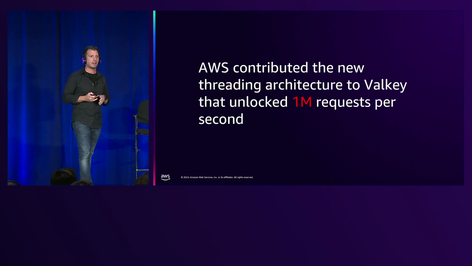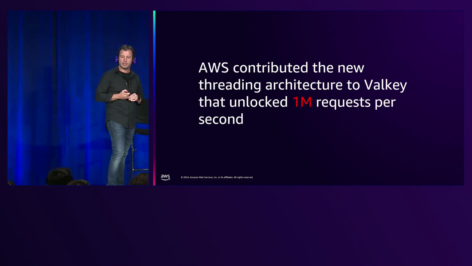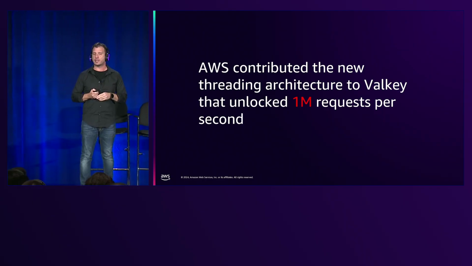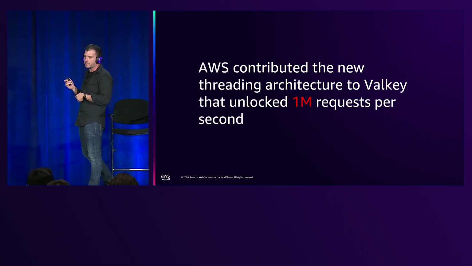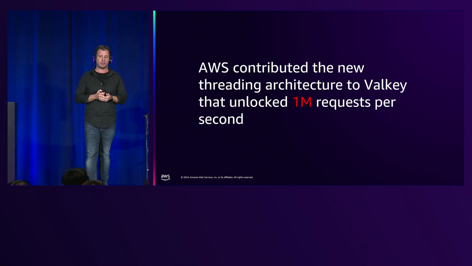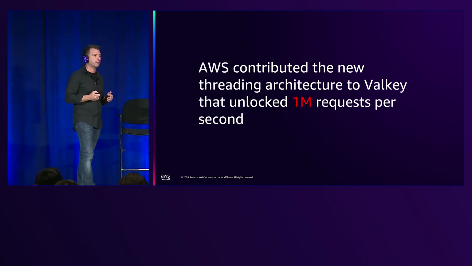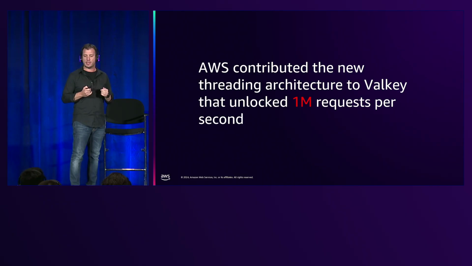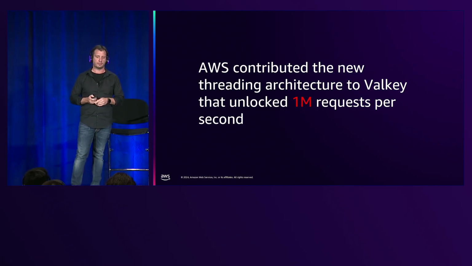The first one is asynchronous I/O threading that enables parallel processing of commands and I/O operations. The second one is intelligent core utilization that distributes the I/O tasks across multiple cores based on real-time usage. And the last one is command batching that optimizes the memory access pattern by prefetching data to minimize CPU cache misses.